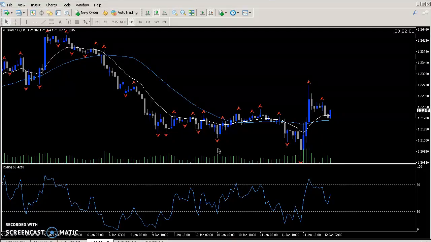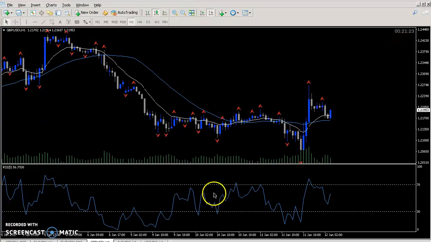What is the RSI? RSI is the relative strength index, and that just shows the strength of the pair, what's happening at the moment. Whenever this line right here is above 70, that means it's overbought. Whenever it's below 30, it's oversold. So if it's overbought, it has to come down. If it's oversold, it has to come up.